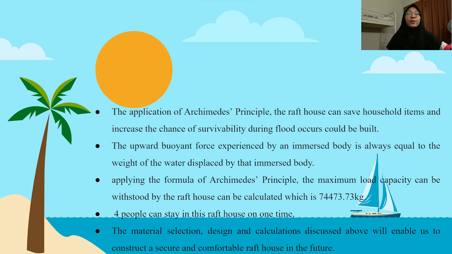In our design, the total weight of all household items is 1485.44 kg, and the total mass of the structural components of the raft house is 14703.17 kg. By deducting the total weight of the household items and the total mass of the structural components, the raft house is still able to withstand 58,285.12 kg.